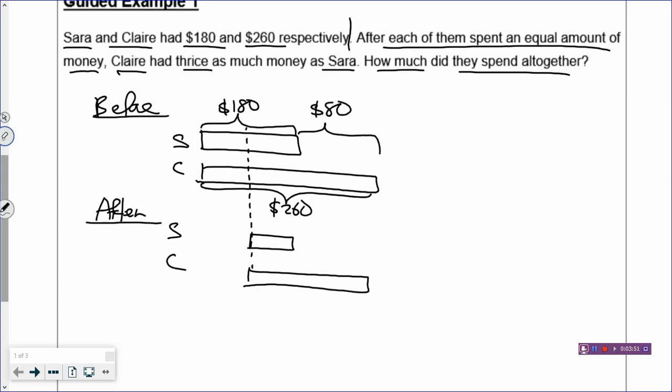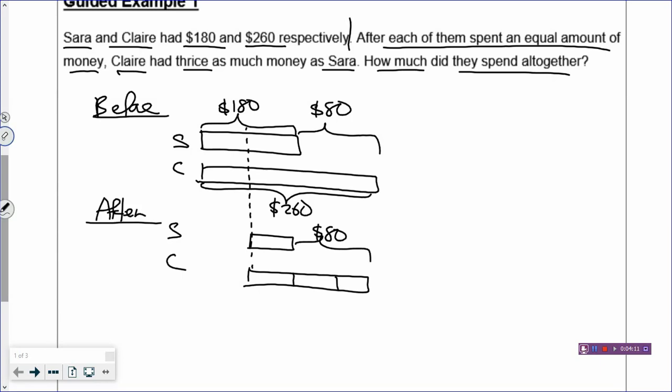And is the difference still the same? Yes, the difference is still unchanged. So that is $80. Then what happened in the after? Claire now had 3 times. So, just nice, you can also cut into 3 boxes. Now what happens if you can't cut into 3 boxes? Then you can put 3 units into Claire's box, and 1 unit into Sarah's box.